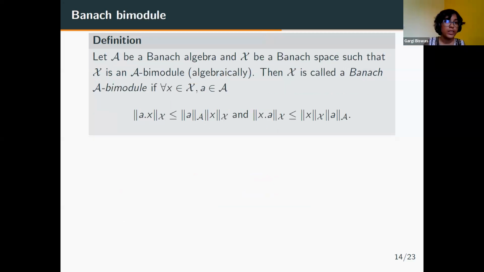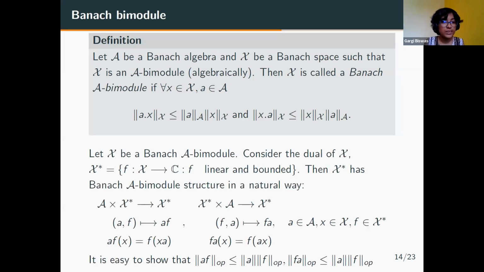Now that we're done with Banach algebras, let's come to Banach bimodules. So let A be a Banach algebra and X be a Banach space such that X is an A-bimodule algebraically. That means there's a left action and a right action of A on X, which also satisfy the module conditions. Then X is called a Banach A-bimodule if again the compatibility holds, that norm of a·x and norm of x·a are less than or equal to norm a times norm x. So what are some examples?